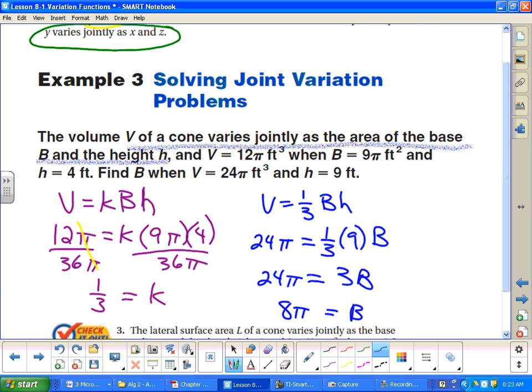Now, is this just 8 pi, or are there some units to go with that 8 pi? You mean square feet? Okay, so b equals 8 pi square feet. Because, and here's the thing, it says the area of the base. Area is two-dimensional, right? So that would be square feet.